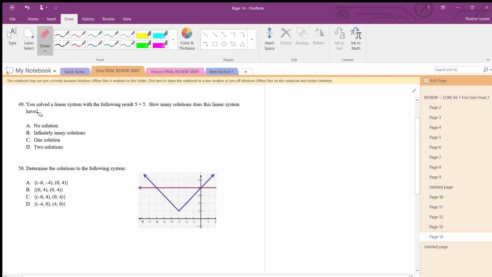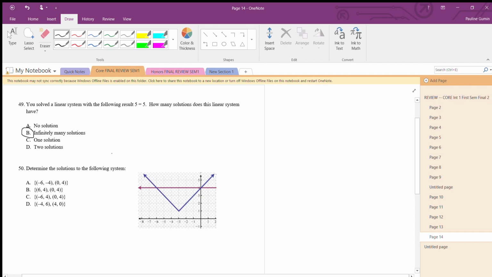49. You solve the linear system, and this is our result: 5 equals 5. How many solutions does this linear system have? Well, think about it. Does 5 equal 5? Yes, indeed. Does 5 always equal 5, or just in this situation? Always. Maybe it equals 5 twice? No, not just twice. Always, forever and ever. So, infinitely many solutions. 5 will always equal 5.